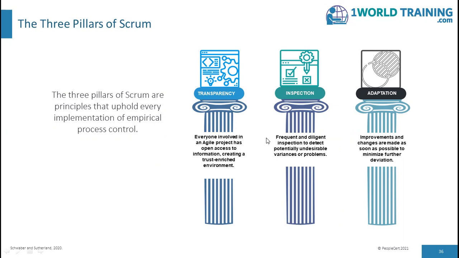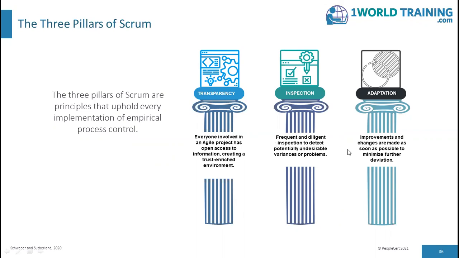Inspection. Frequent and diligent inspection to detect potentially undesirable variances or problems. The Scrum artifacts and the progress towards agreed goals must be inspected frequently and diligently to detect potentially undesirable variances or problems. To help with inspection, Scrum provides cadence or a rhythm in the form of its 5 events. Inspection enables adaptation. Inspection without adaptation is considered pointless. Scrum events are designed to provoke change.